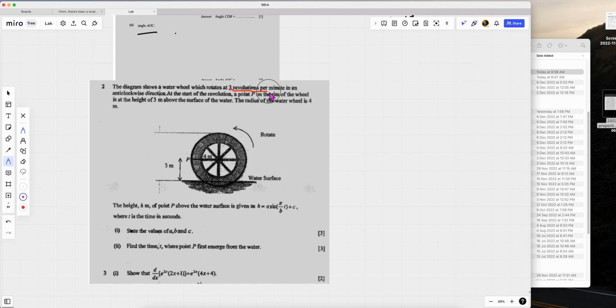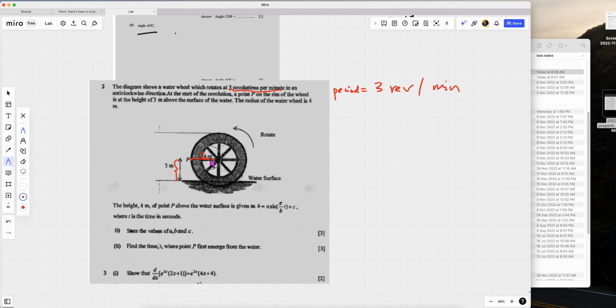So 3 revolutions per minute, so it's 3 rev per minute in the end. Okay, so this is probably the period. Then at the start of the revolution, a point P on the rim of the wheel, which is here, is at the height of 3 meter above the surface of water. So I think you can tell it's 3 meter. The radius of the water wheel is 4 meter. So this is 4 meter.